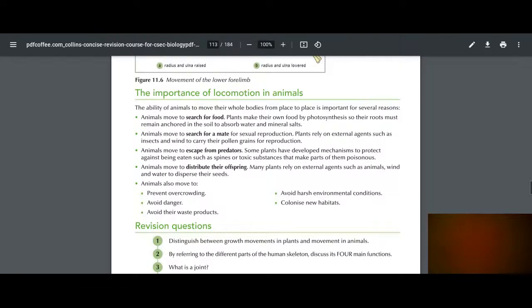So again, remember, locomotion has to deal with the movement of animals from one place to another. So therefore, I urge you guys to know the importance of locomotion in animals. Because once you know that, you're good to go.